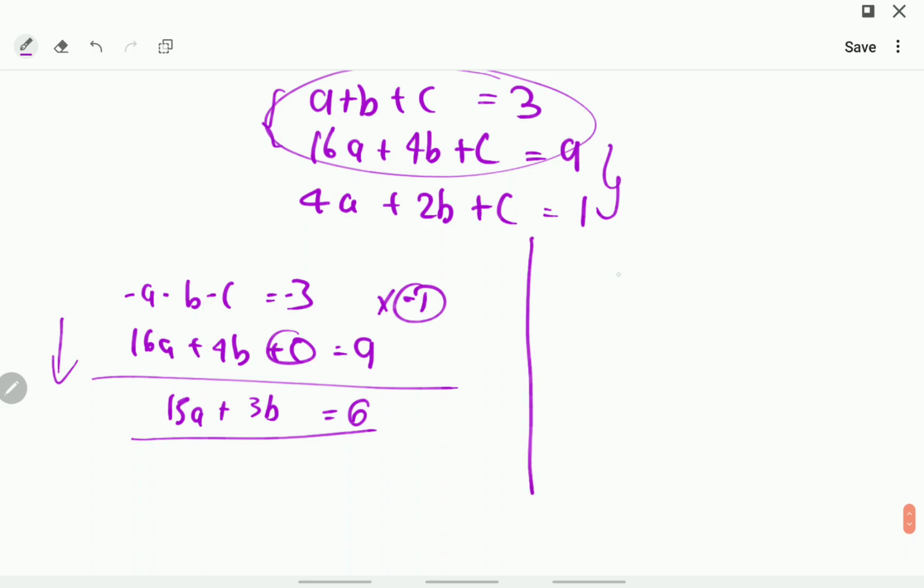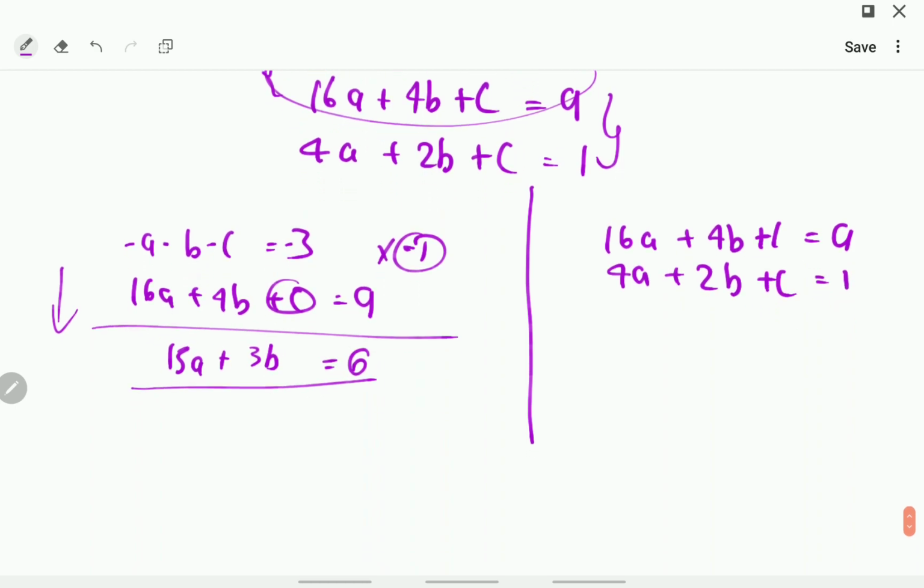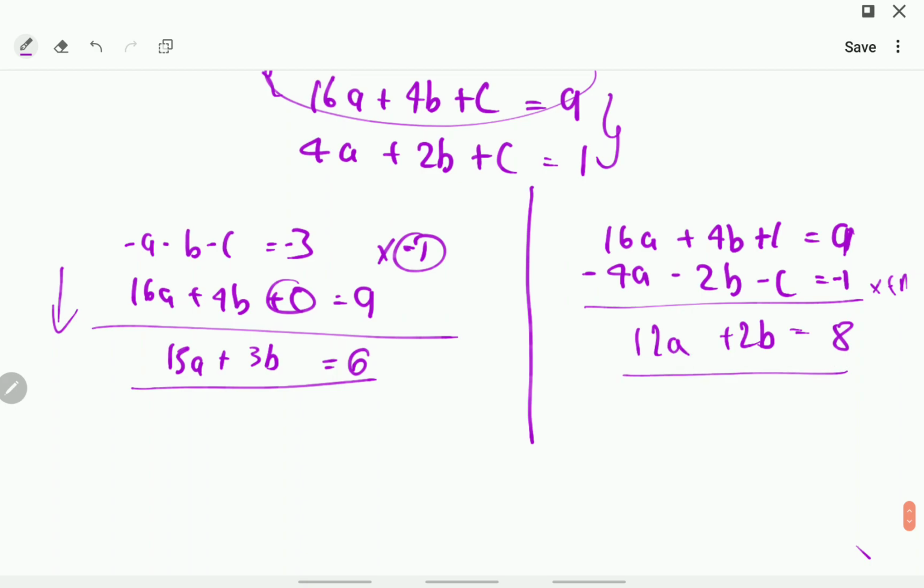On the other side, we have 16a plus 4b plus c is equal to 9, and we have 4a plus 2b plus c is equal to 1. Here, we can again multiply this entire thing by minus 1 so you can eliminate c easily. You've just got to inverse all these signs. Simple. Now let's carry this out. 9 minus 1 is 8, c cancels out, then this is plus 2b, and that's 12a. So 12a plus 2b is equal to 8.